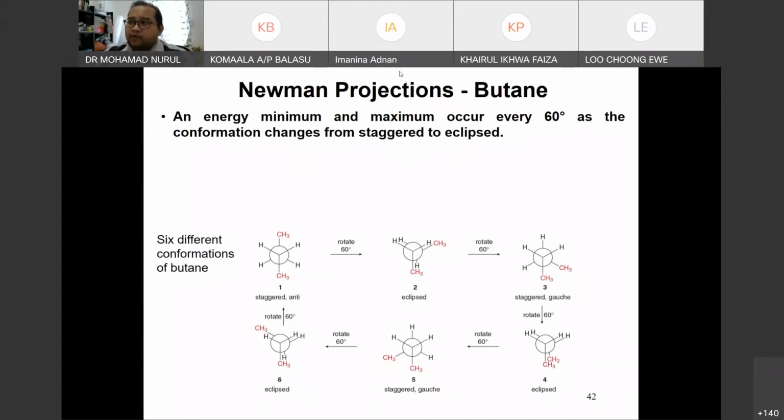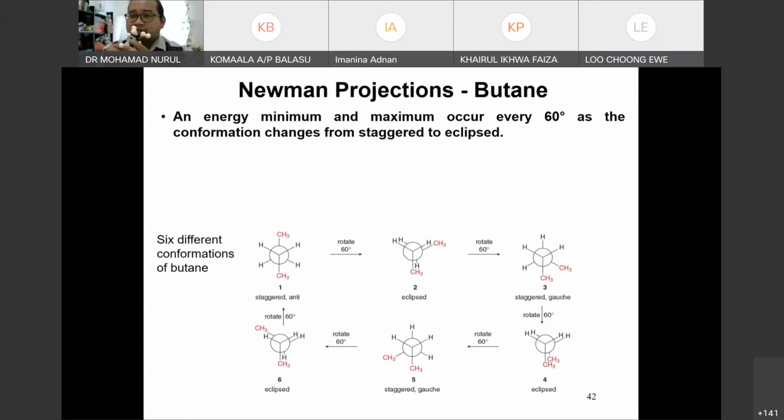So we already proceeded a little bit with the Newman projections, and how important it is to draw them. We started with propane, and now, because I have the model here today, it's good to continue and discuss butane. In Newman projections, energy minima and maxima occur every 60 degrees when it rotates, until it goes back to the original conformation.